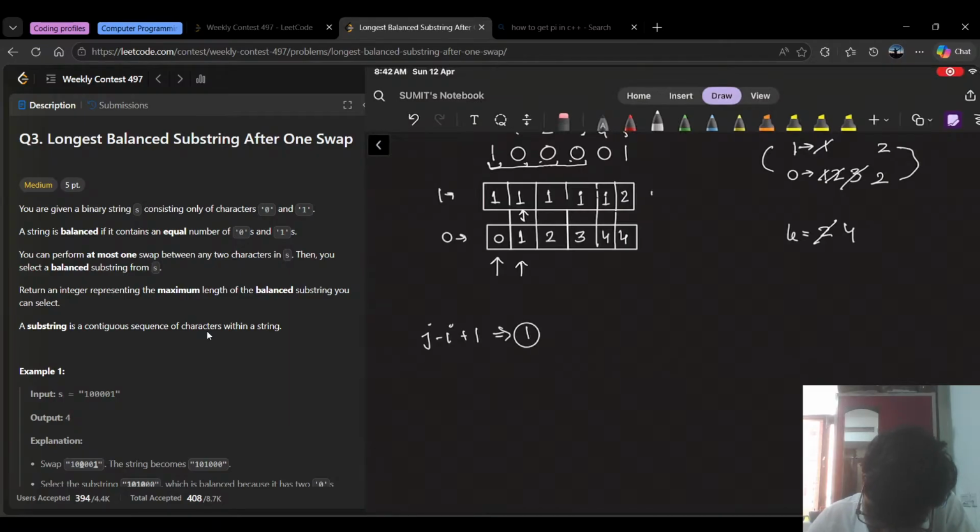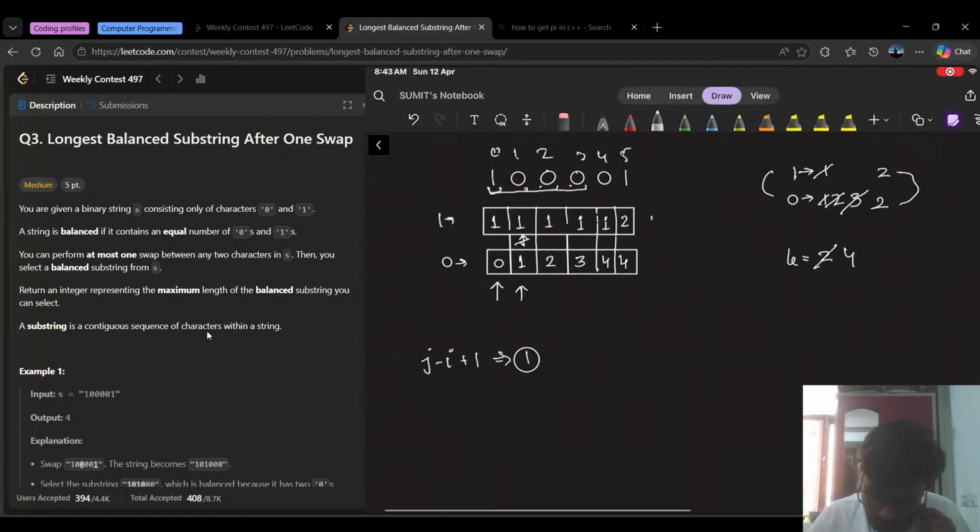Then this is fixed, and when I move, it's not equal. Can I make it equal? I can swap what, 0. Here I have two zeros and one one. No, I can't swap.